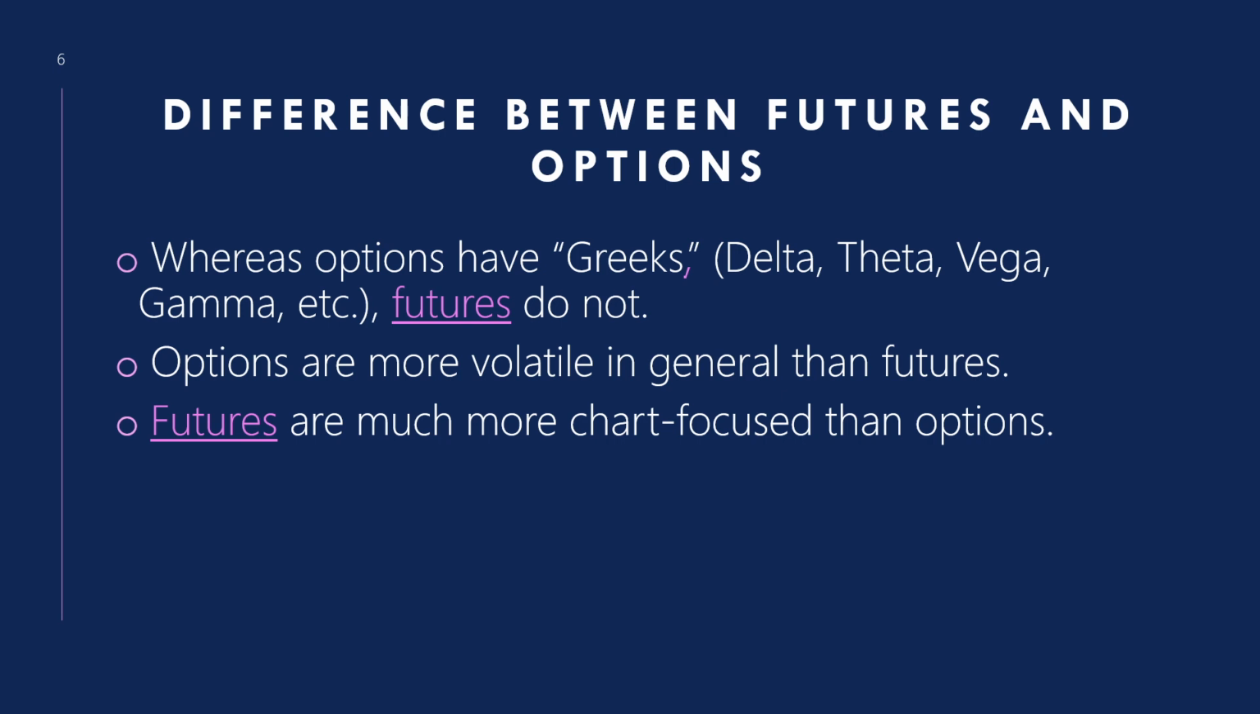The difference between futures and options: whereas options have Greeks like delta, theta, vega, and gamma, futures do not have these things. There is volatility and implied volatility and some similarities between futures and options, but they're pretty different. Options are generally more volatile than futures, as options have theta decay or time decay, which futures do not. And then futures are generally traded much more based on charts or level 2 data, or indicators with which you can trade futures. But that suite of tools is largely different from when you're trading options, if you're coming from options.